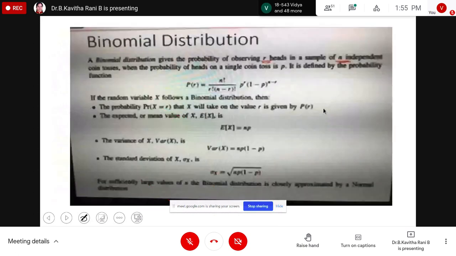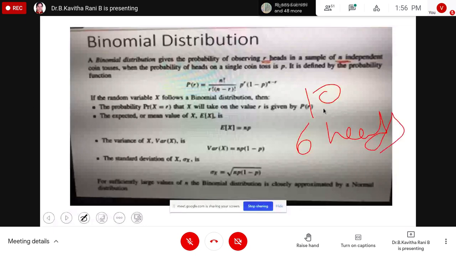Okay, so this is the main thing which we will be using here, that is binomial distribution. I'll just discuss something about binomial distribution. So if you see here, say I'm tossing a coin 10 times. Probability of observing 6 heads. Then binomial distribution gives the probability of observing 6 heads out of 10 coin tosses.